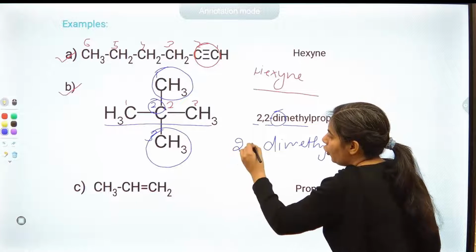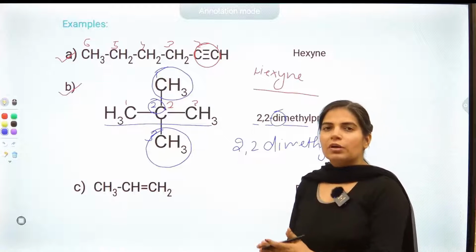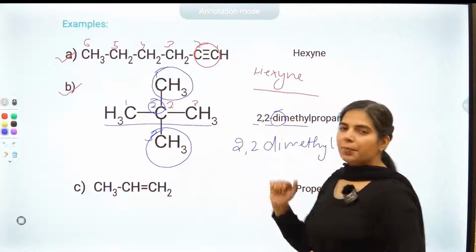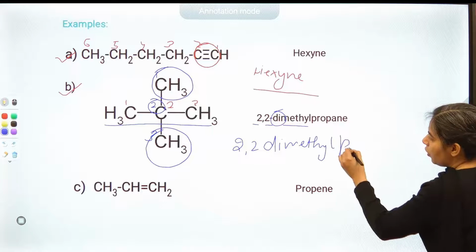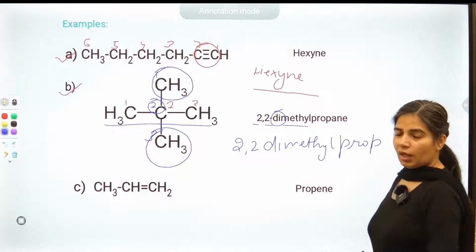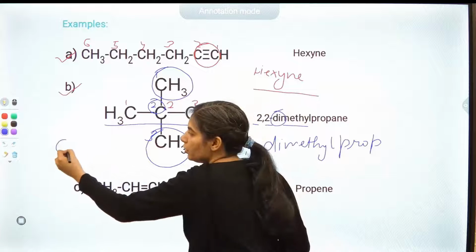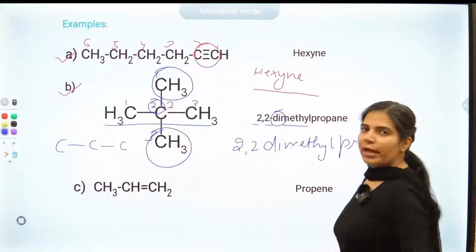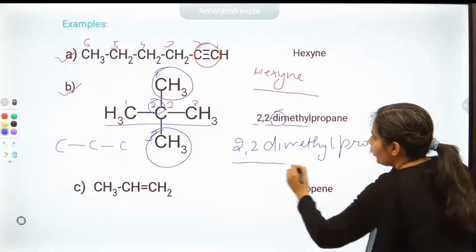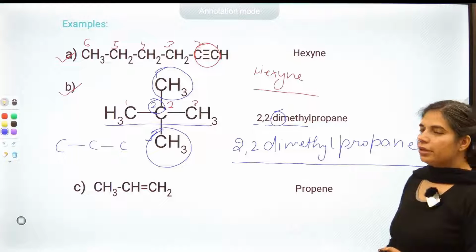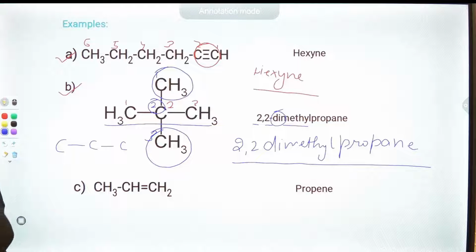So we are having 2,2-dimethyl. Now we have to give name to our parent chain, and we know that in our parent chain we are having 3 carbons, and for 3 carbons we are using prop. And if I talk about bonding, here all the carbon atoms are having single bond, and we know that for single bond we are using ane. So we come up with 2,2-dimethyl propane. This is the name of our compound B.